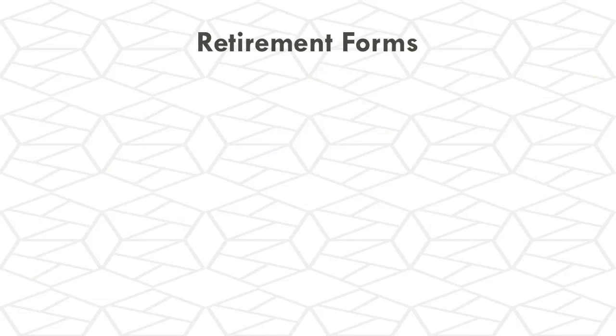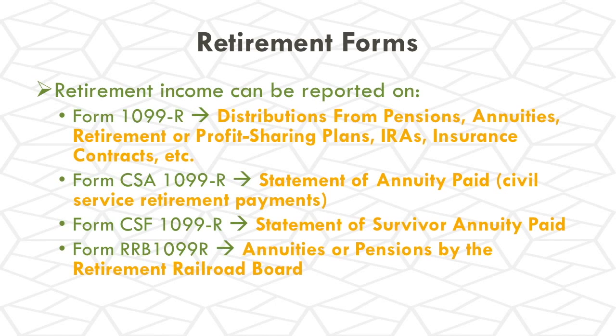Let's talk now about different forms that retirement income can be reported on. There are a number of them. So we're going to talk primarily today about the Form 1099-R. That will be the most common that we'll see. A Form 1099-R is for distributions from pensions, annuities, retirement or profit sharing plans, IRAs, insurance contracts, etc. So there's lots of different things that are reported on this particular form.